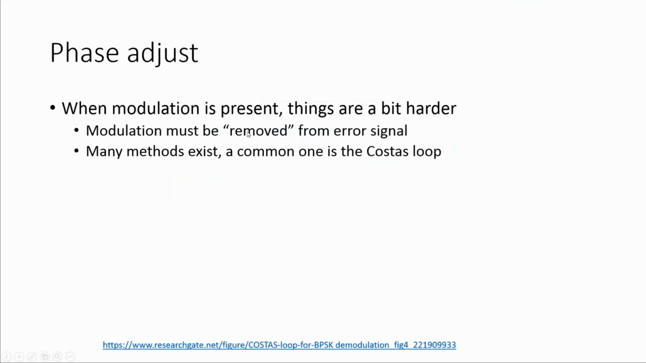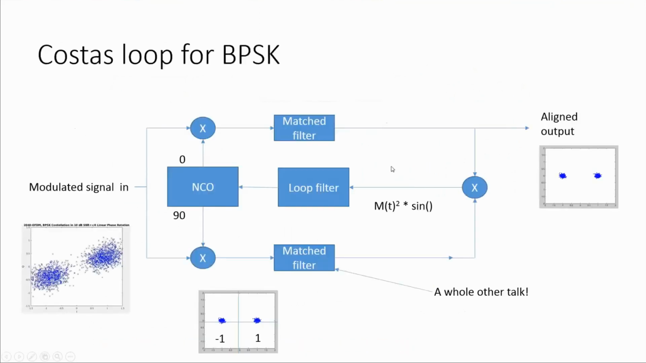You've got to remove the modulation in order to align the constellation. There are a lot of ways to do this. The one that's probably most interesting and a good place to start is this thing called a Costas loop. It's really clever. It's used everywhere. And a Costas loop, let's ignore this bottom part.